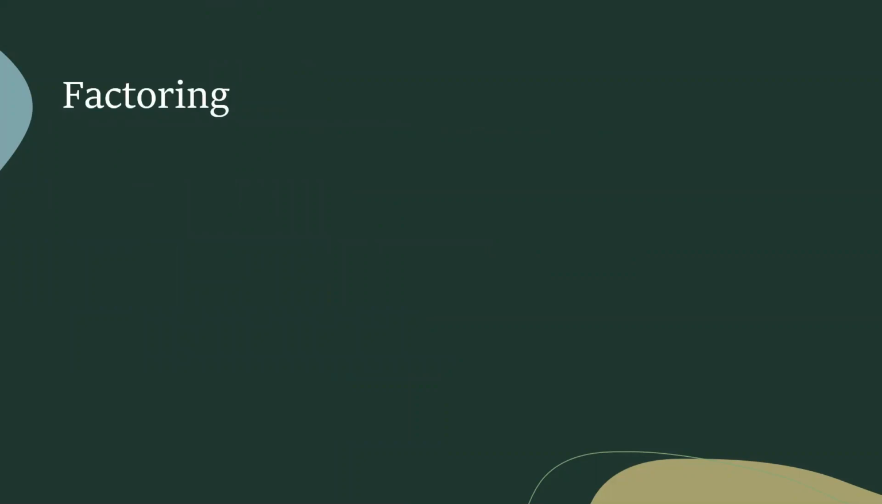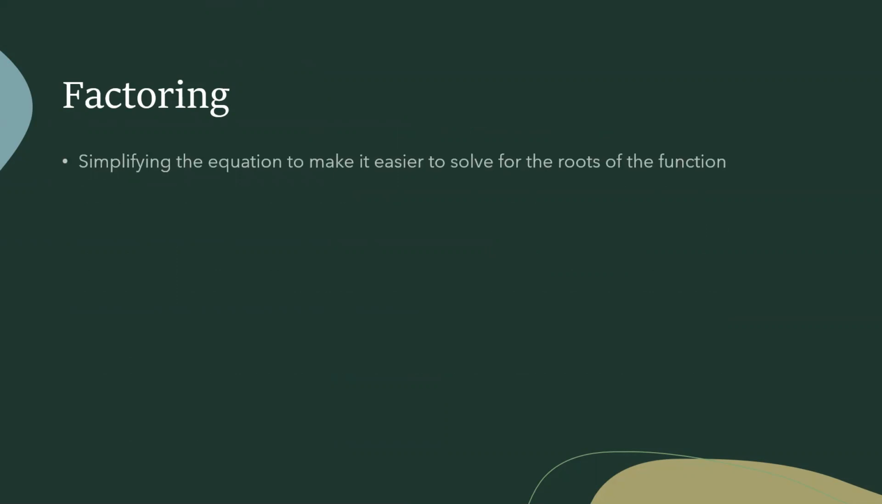Let's go over the basics of factoring. Okay, why do we want to factor? Well, essentially we factor to simplify the equation and make it easier to solve for the roots of the function. So what do I mean by that? Well, here we have an example. We have a leading coefficient of 1. We'll get into more details in a second, but x squared minus 6x minus 16 equals 0. Again, this would be y normally, but we're making y equal to 0.